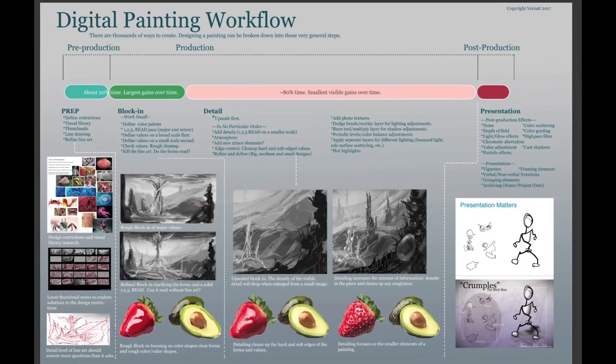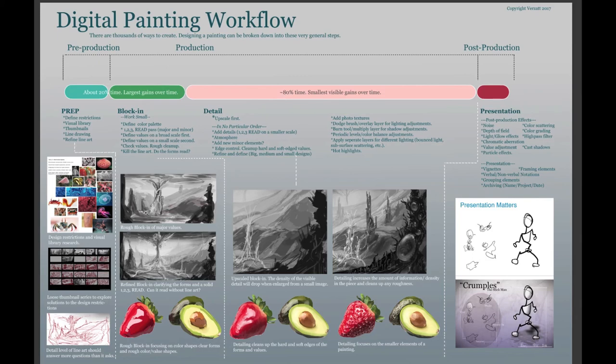It's important to remember the general workflow of digital painting. The largest gains of your piece will take place in the earliest amount of time. 80% of your painting will become visible in the first 20% of the time. The remaining 80% of the time is spent polishing, detailing, refining, cleaning.